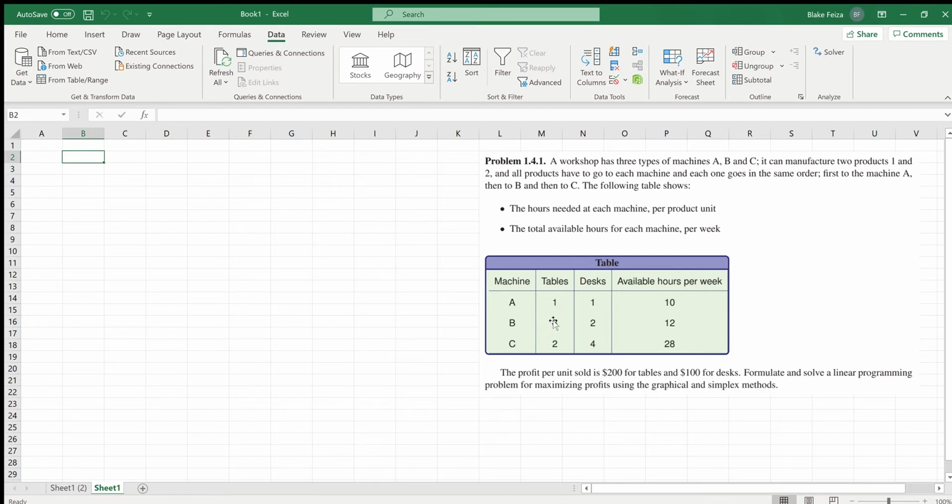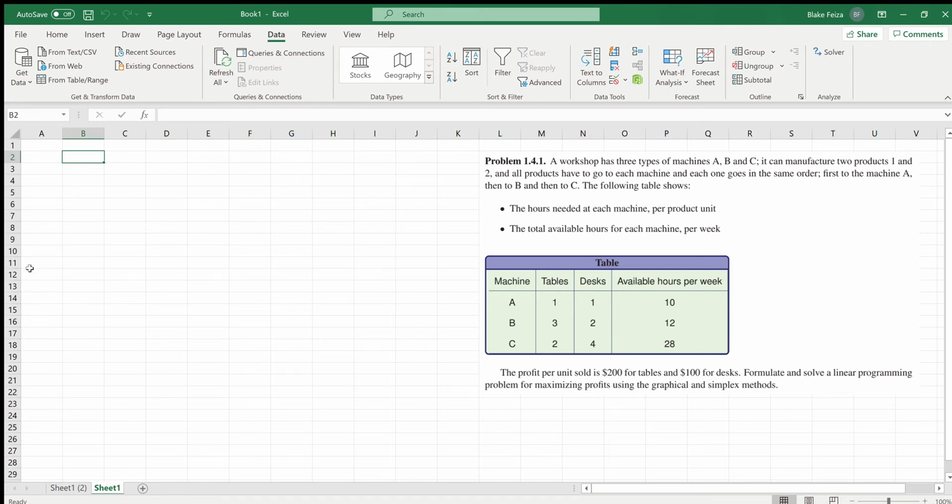For machine B, it's going to be 3 hours for a table and 2 hours for a desk out of our 12 total available hours. And machine C, we're going to have 2 hours per table, 4 hours per desk, and 28 total hours available for machine C per week. So now we're looking here, the profit per unit sold is $200 for tables and $100 for desks. Formulate and solve an LP problem to maximize our profit.